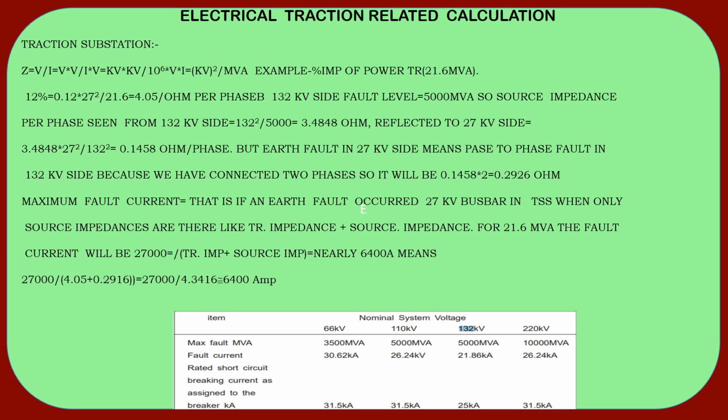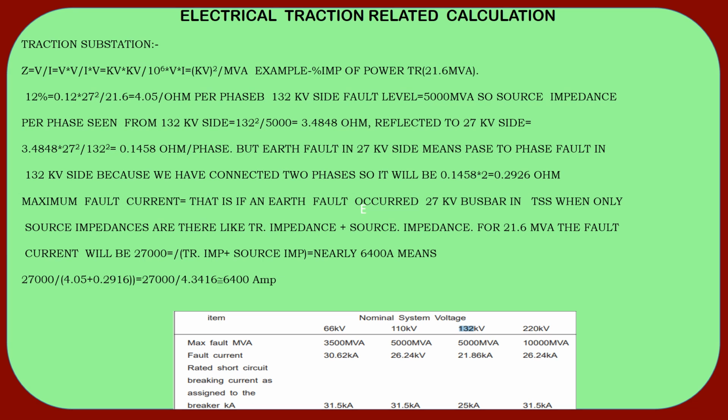When any busbar fault is created in the TSS, or the busbar post gets punctured, an earth fault will occur where the minimum impedance will act. Minimum impedance means maximum fault current, because OHE impedance and local impedance are not coming in here. So the maximum fault current will occur when a busbar faces an earth fault.